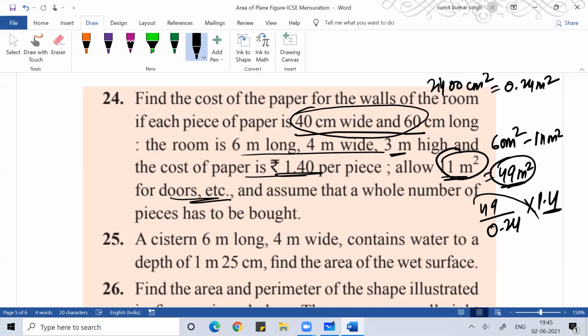That is 49 by 0.24. And if you multiply, so we have to find the number of pieces of wallpaper, right? Yeah, the cost we have to find later. So I don't think we should multiply 1.4 there. You need to find the cost first. It says the cost of paper is 1.40 per piece, and we don't know how many pieces there are. To find the pieces, we divided 49 by 0.24, correct? Yes, sir, but you haven't done that. You've just multiplied 49 divided by 0.24 into 1.4.